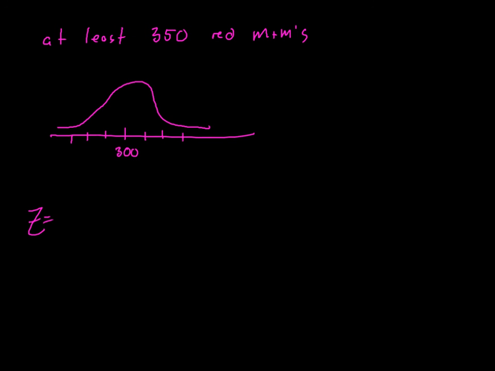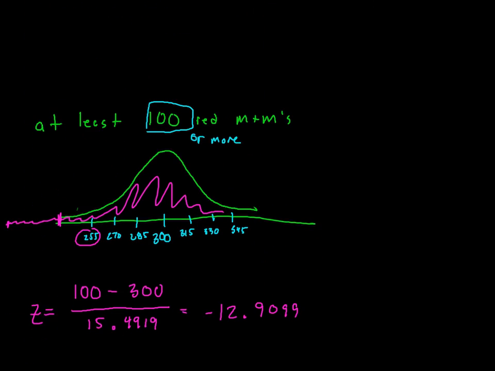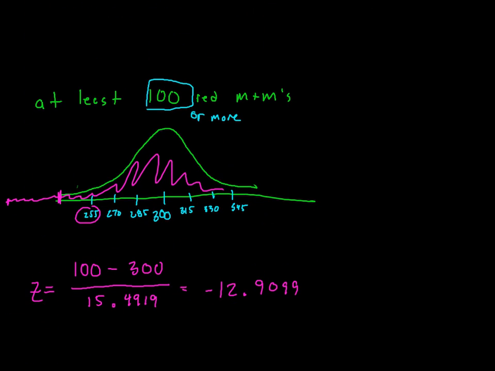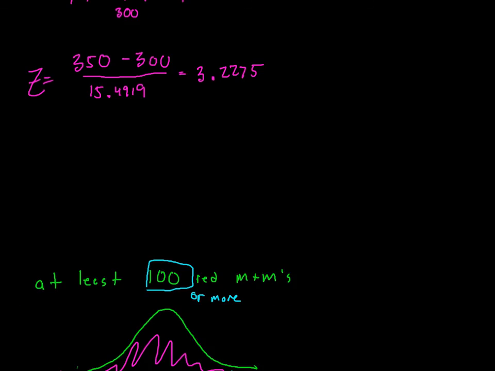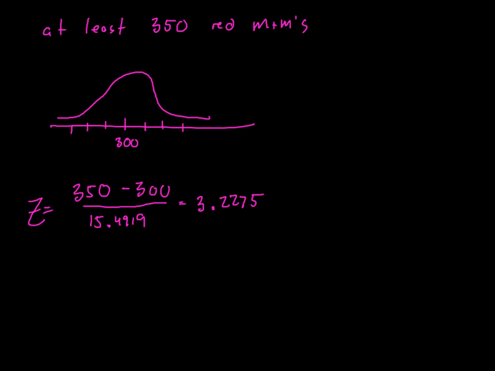Let's find the z-score. That's 350 minus 300, using that same z-score formula, divided by 15.4919. 350 minus 300 divided by 15.4919 is 3.22, 3.2275 to be more exact. Now, that is above 3 standard deviations. Remember, look down here: here was 315, here was 330, here was 345. This should be fairly rare. At least 350, I shouldn't really see this. 3.22 on my scale is somewhere right around here.